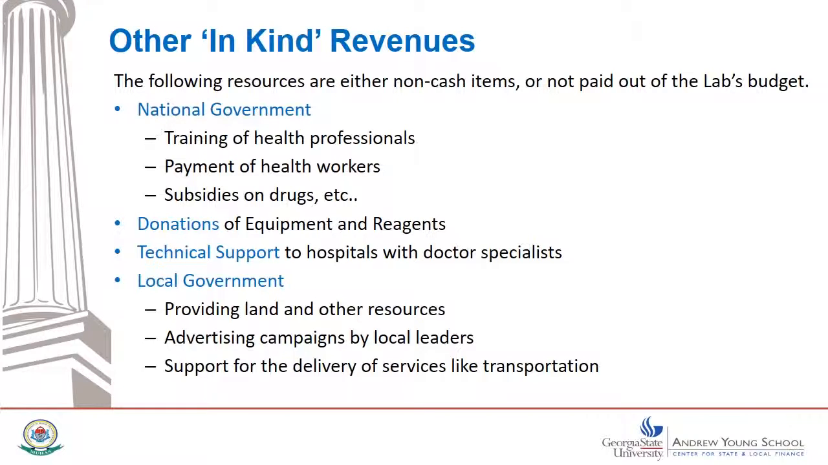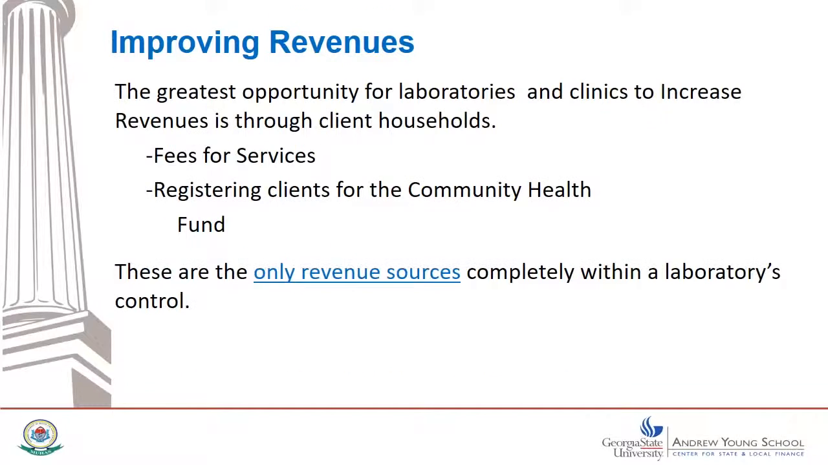Finally, local government authorities can provide assistance beyond funding through the provision of land and equipment, advertising campaigns, and healthcare support programs like transportation. There are very few areas that laboratories and clinics can currently increase revenues, but there are two opportunities. The first is fees for services, and the second is registering clients for the Community Health Fund, thereby collecting additional premiums. All other sources of revenue, grants, taxes, donations, are beyond the control of a laboratory or clinic.